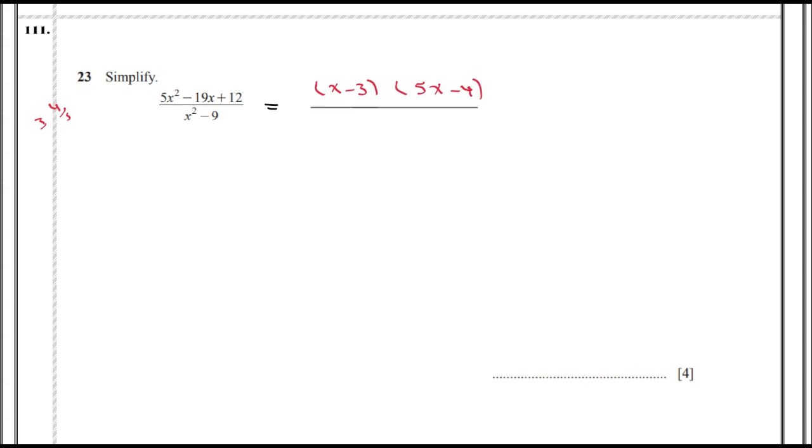The denominator, a difference between two squares, x squared minus 9, can be factorized as x plus 3, x minus 3. We can cancel x minus 3 with x minus 3. The final answer is 5x minus 4 over x plus 3.